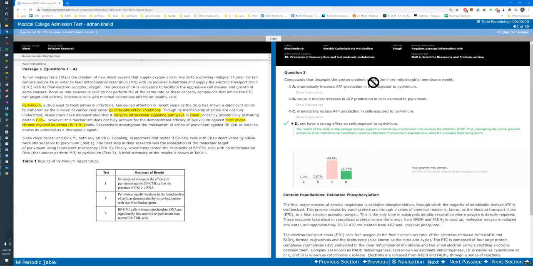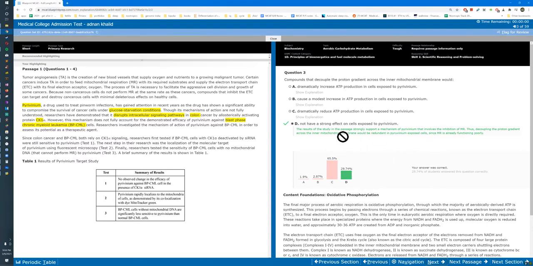Compounds that decouple the proton gradient. Alright, so these are things that make it so the proton pump is no longer coupled to the ATP synthase, which uses that proton gradient to create ATP.